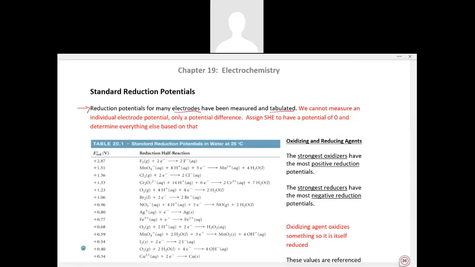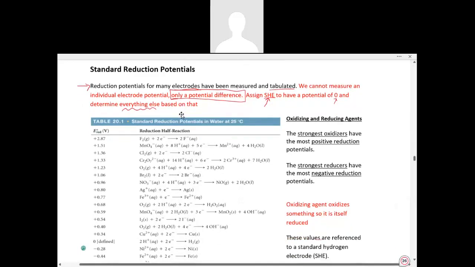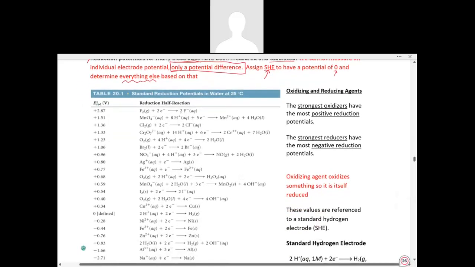So we can't measure just the individual electrode potential. We can only measure a potential difference, and that's what we mean by they were tabulated. We assign a standard hydrogen electrode, the SHE here, to have a potential of 0. And then we determine the potential difference of everything else based on that. So by everything else, we mean all the other electrode materials. So let's take a look at this table below and see if we can start making some sense of this.